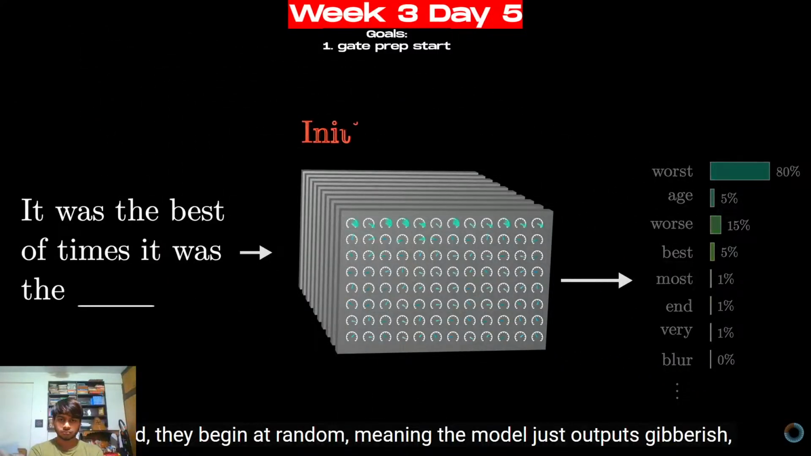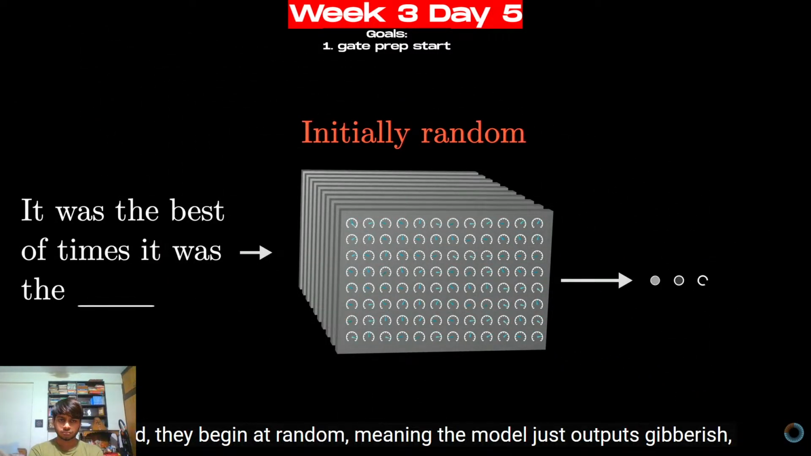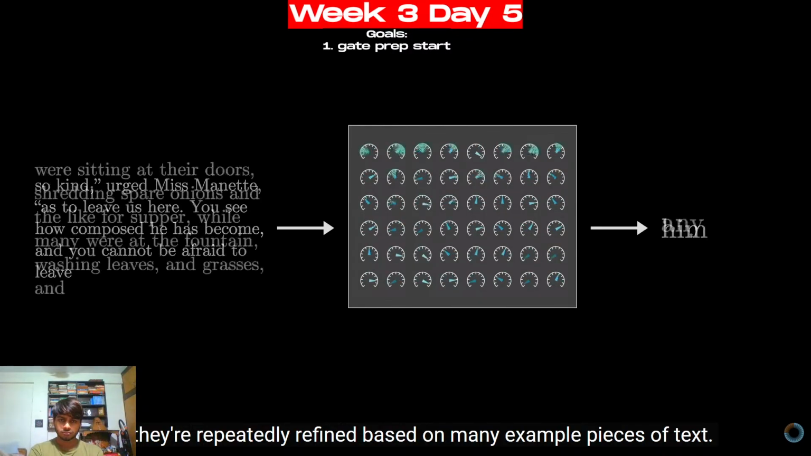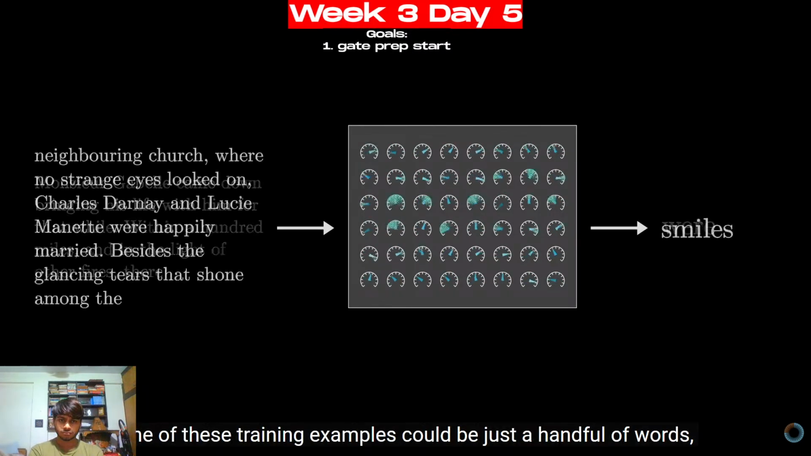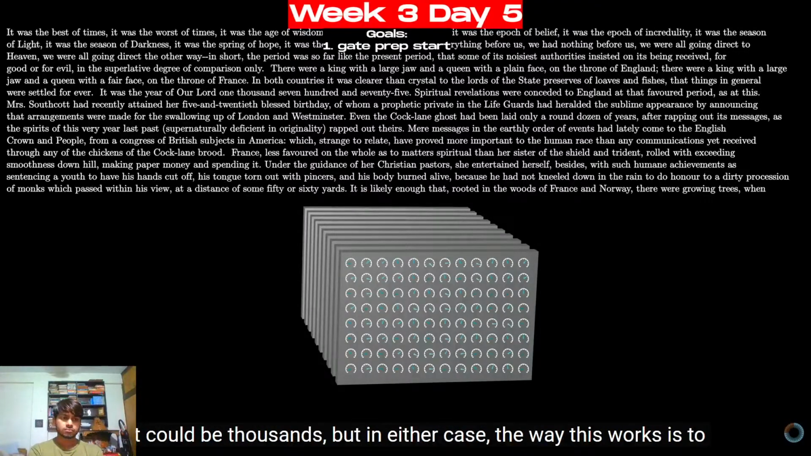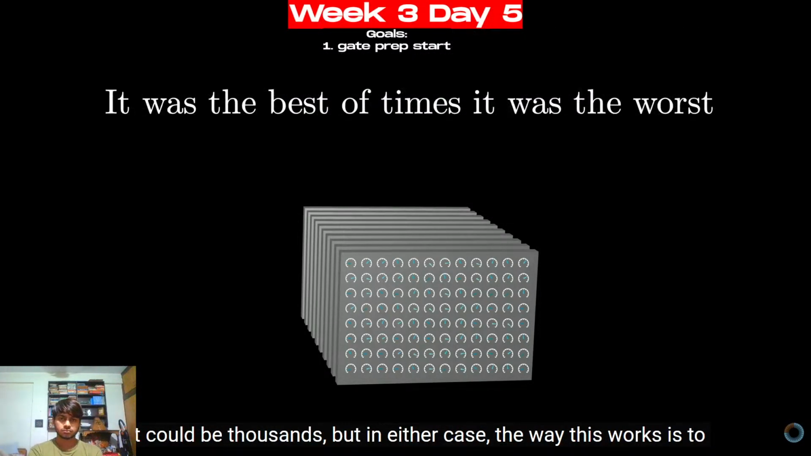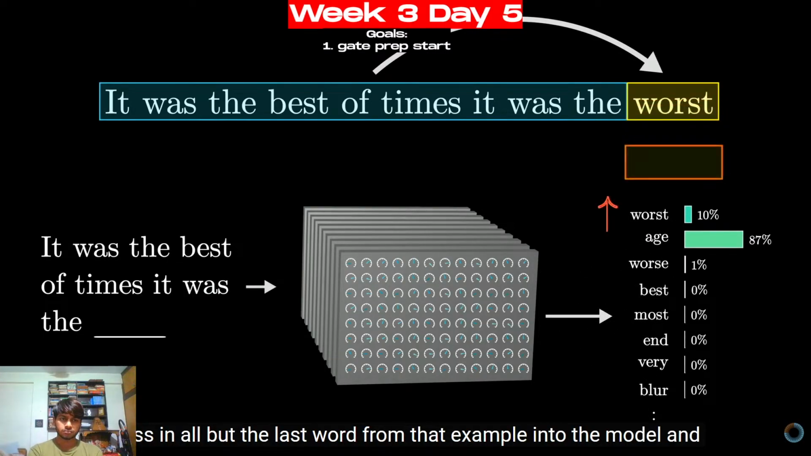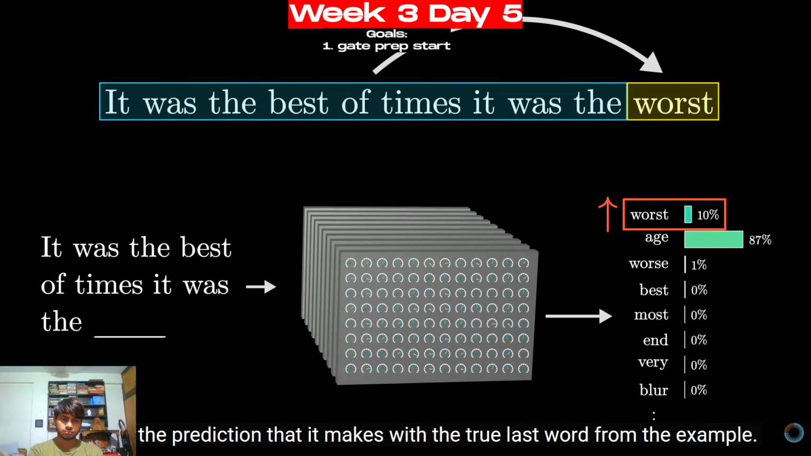Instead, they begin at random, meaning the model just outputs gibberish, but they're repeatedly refined based on many example pieces of text. One of these training examples could be just a handful of words, or it could be thousands, but in either case, the way this works is to pass in all but the last word from that example into the model and compare the prediction that it makes with the true last word from the example.